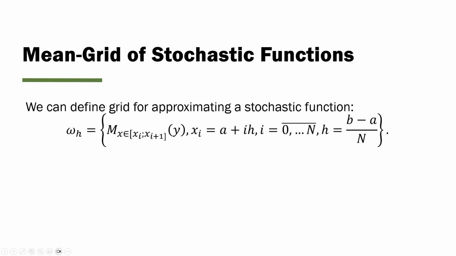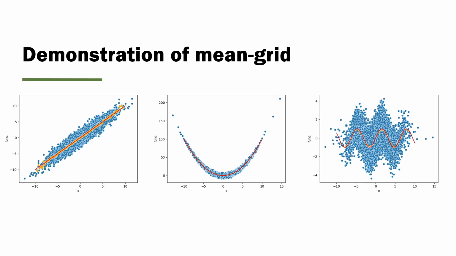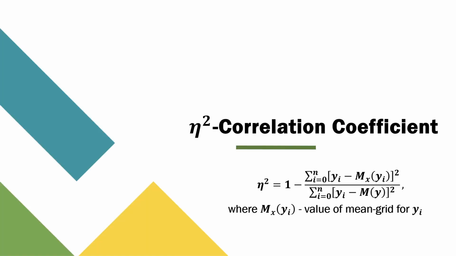In our article, based on the characteristic of stochastic function, we arrived at the following grid, which will approximate the stochastic function. These graphs show the approximation of stochastic functions by the grid. Blue dots represent synthetic data, the red line is the real function, and orange dots are interval centers. As we can see, the grid approximates function well. Based on our grid, we arrive at the following correlation coefficient. Essentially, we calculate the ratio of local unaveraged variances to the total unaveraged variance.